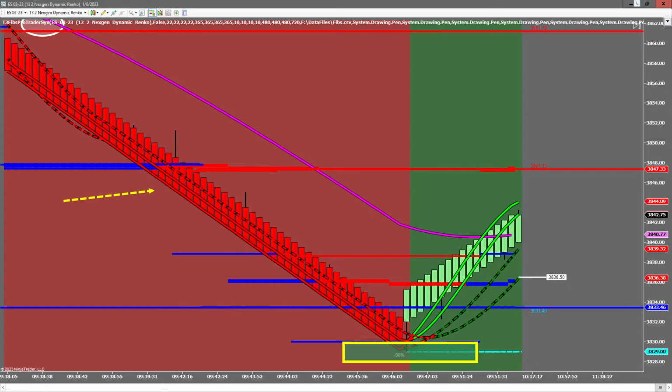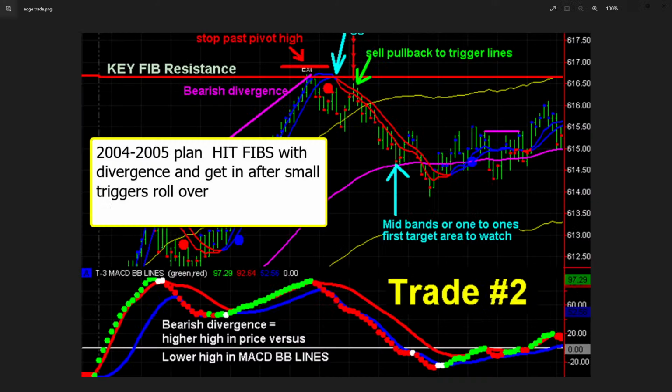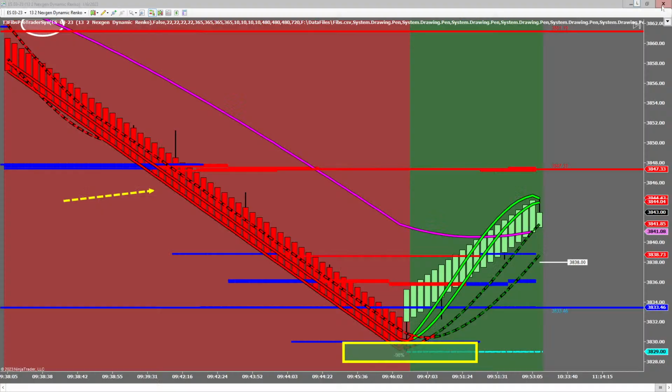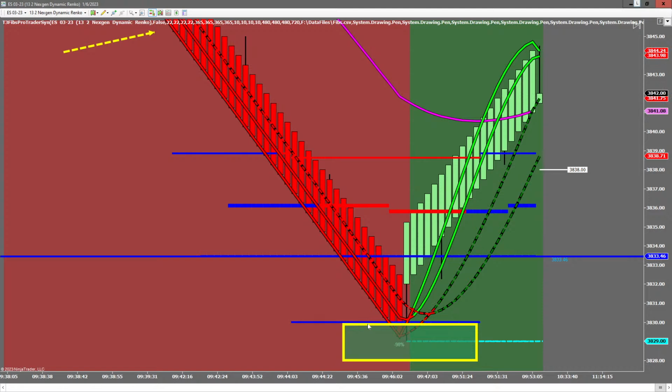So look, go back to 2004 and make your life simple. Hit a fib with divergence, buy or sell a pullback to the triggers. Hit a fib with price, have a divergence, buy or sell a pullback to the triggers after they roll over. Can you guys do that? Look at it live. Here it is live. Fibs with divergence. Buy a pullback to the triggers.